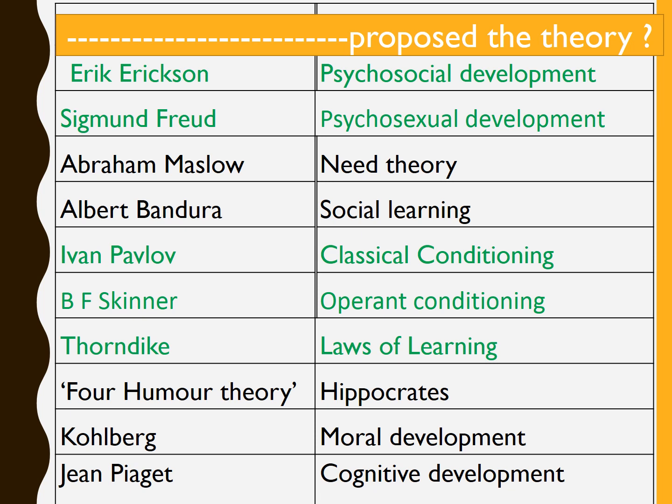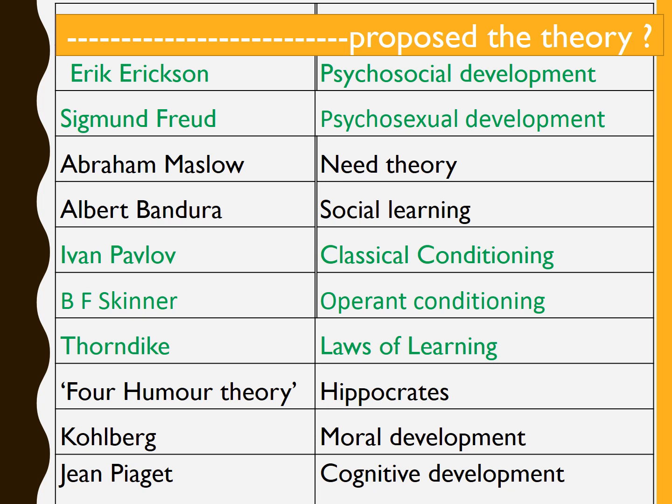Imagine psychosocial development and psychosexual development. We can study them in a combined way. Psychosocial was explained by Erik Erikson. Psychosexual was explained by Sigmund Freud. These two theories come under psychoanalytical theory. Now, need theory and social learning theory, these two come under personality theories. Need theory was explained by Abraham Maslow. Social learning was explained by Albert Bandura.